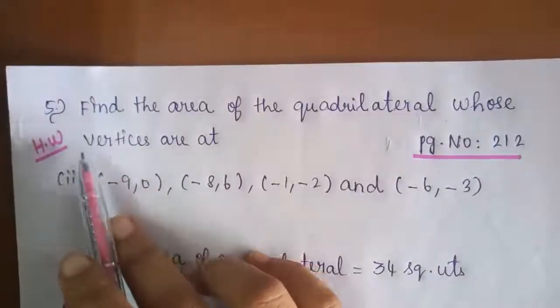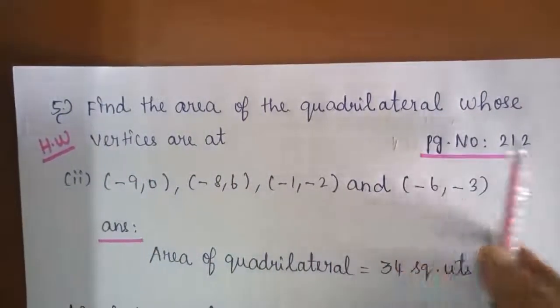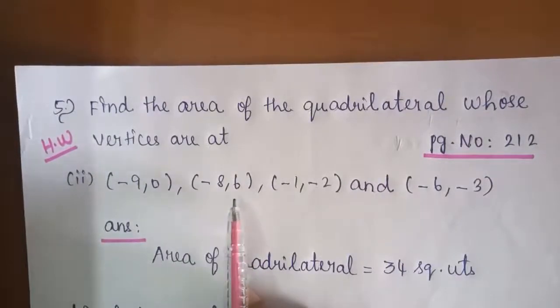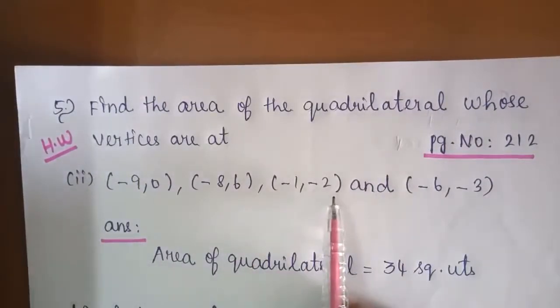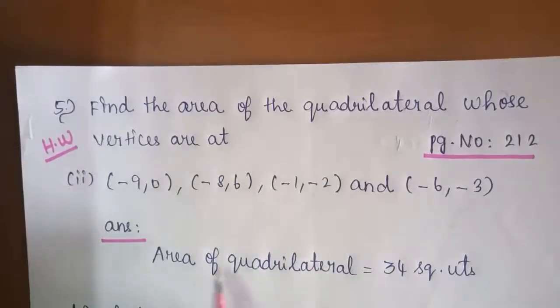Similarly, problem number 5, second subdivision is your homework problem. Find the area of a quadrilateral whose vertices are at (-9, 0), (-8, 6), (-1, -2) and (-6, -3). So the answer is the area of the quadrilateral is equal to 34 square units.